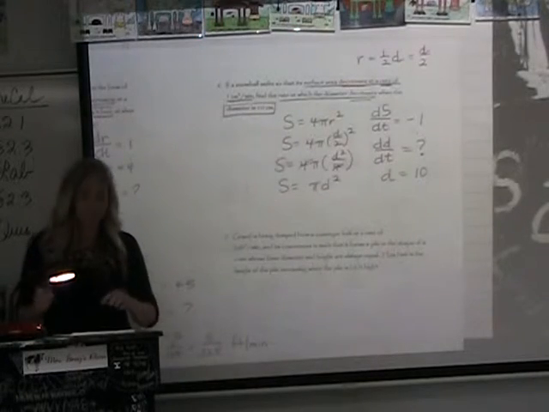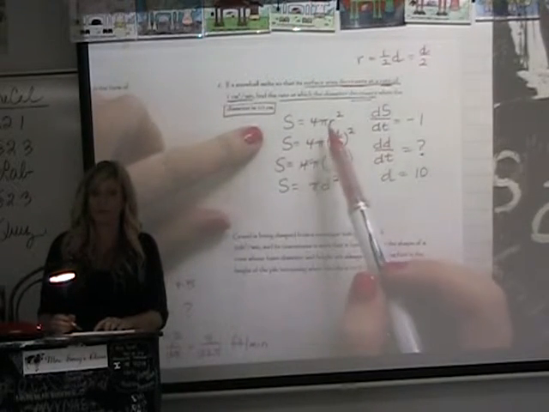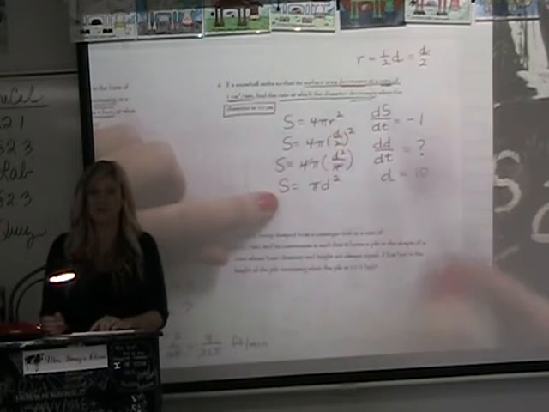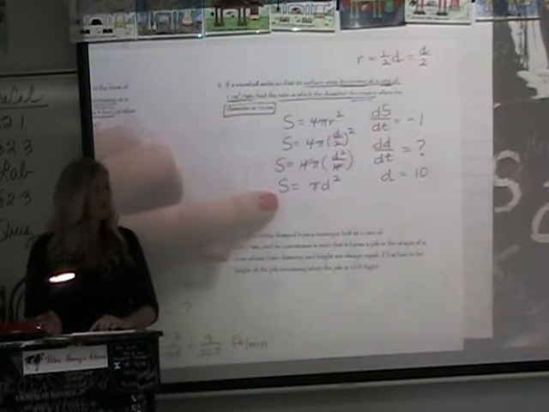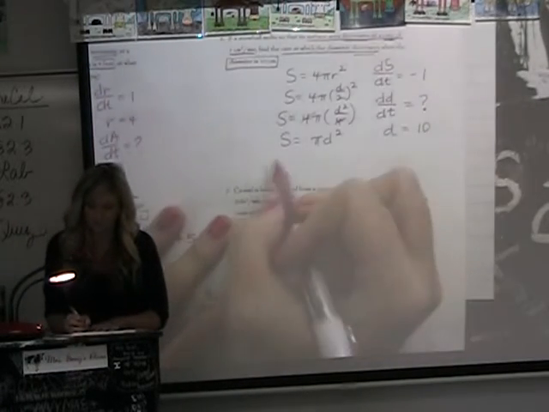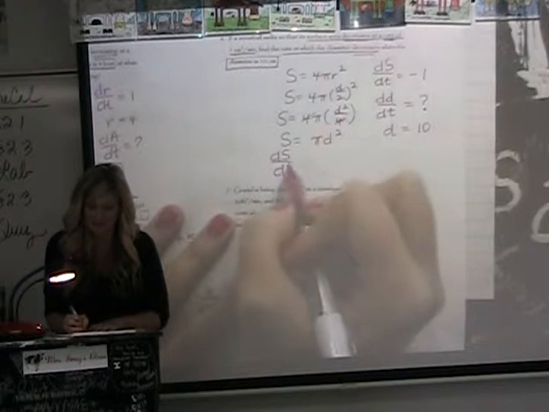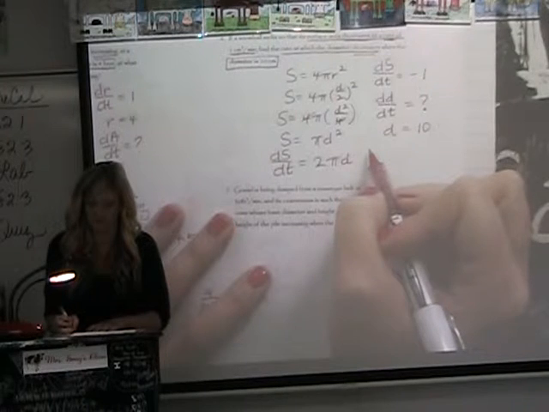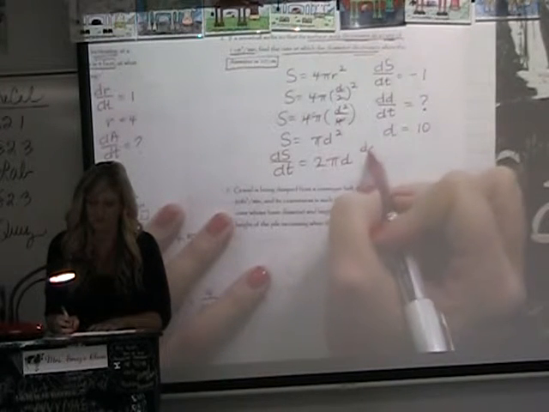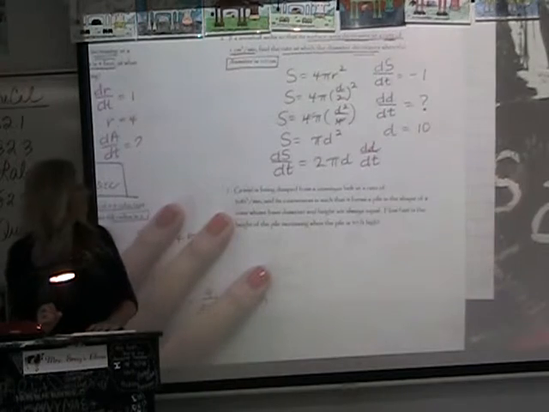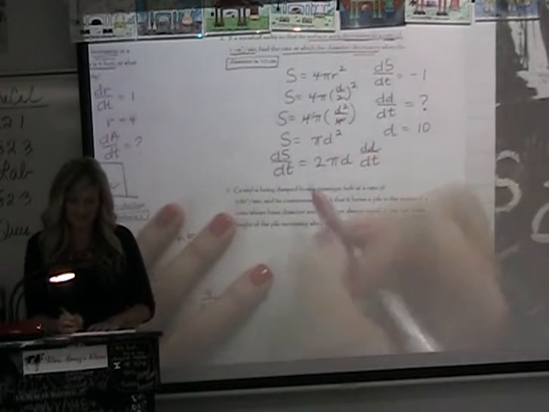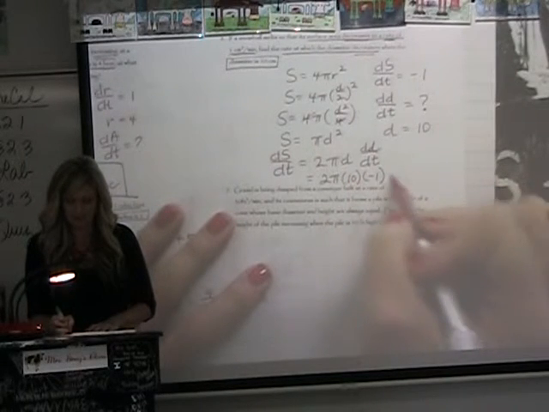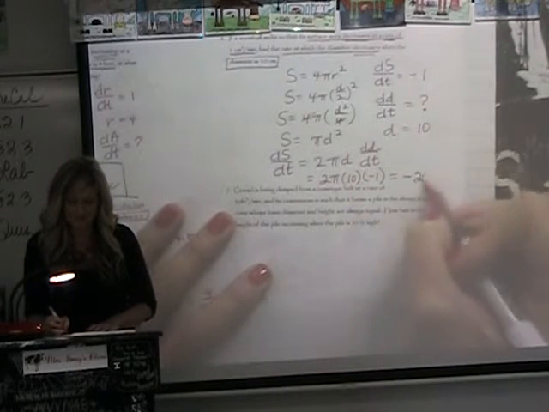So all I've really done is I've changed my surface area formula to involving diameter instead of radius because of the information that I'm given. Now I'm ready to take the derivative. So ds by dt is equal to 2 pi d, what? dd by dt. And so then if I sub in, I get 2 pi times 10 times the -1, which is -20 pi.